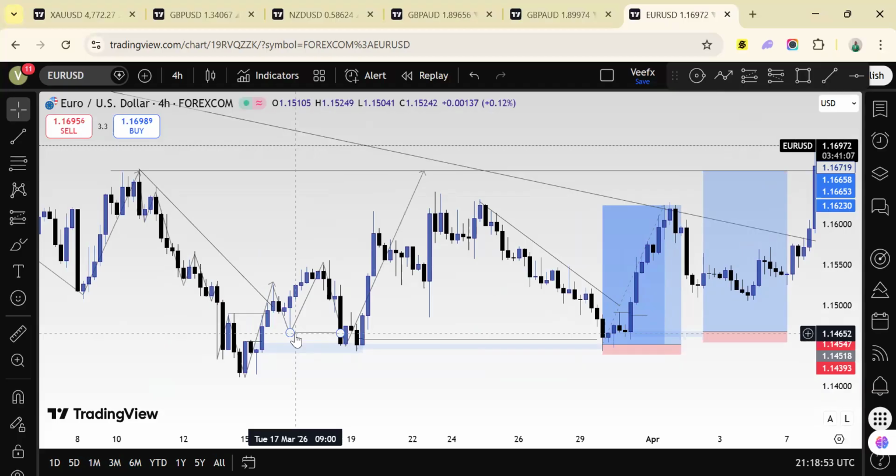Now, the third rule says it needs to be unmitigated. That means your POI needs to be unmitigated, right?